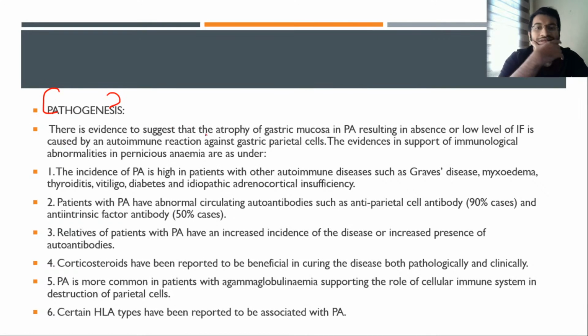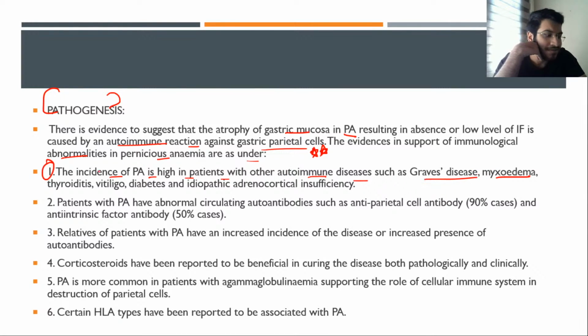There is evidence to suggest that the atrophy of the gastric mucosa in PA results in the absence or low level of IF and is caused by autoimmune reaction against the gastric parietal cells. The evidences in support of the immunological abnormalities in pernicious anemia are as under. The incidence of PA is high in patients with other autoimmune diseases such as Graves' disease, myxedema, thyroiditis, vitiligo, diabetes, and idiopathic adrenocortical insufficiency.